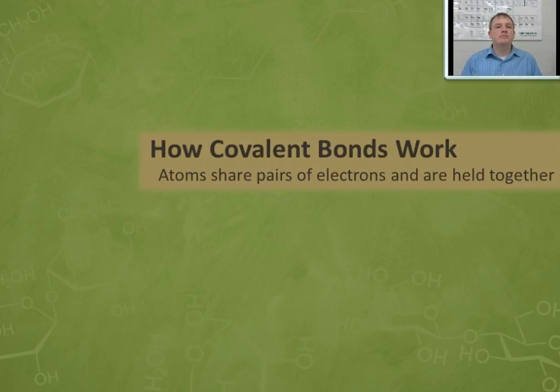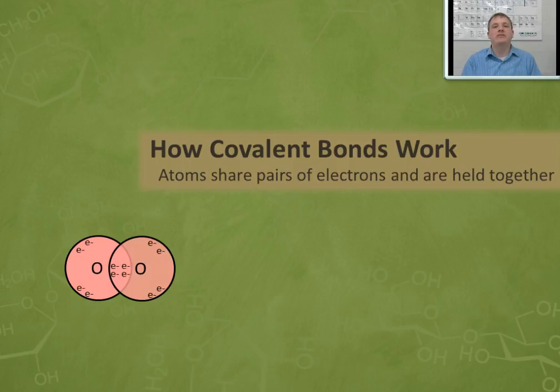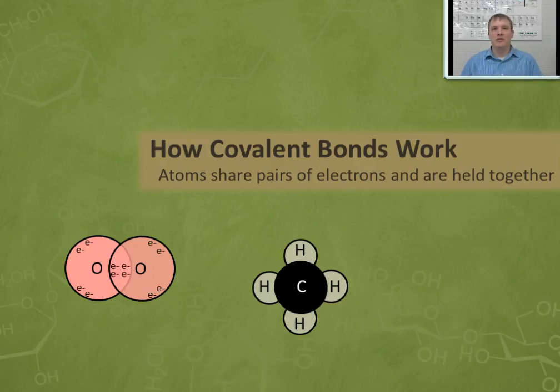Nonpolar covalent bonds are still covalent bonds, which means they still occur in molecules where atoms share pairs of electrons. So here's an oxygen molecule where the oxygen atoms are sharing two pairs of electrons between them to hold them together as a molecule. Here is a methane molecule where carbon with its 4 outer shell electrons is sharing one of those electrons in a pair with hydrogen, which is sharing its only electron back in a pair to give carbon 8 electrons in its outer shell.